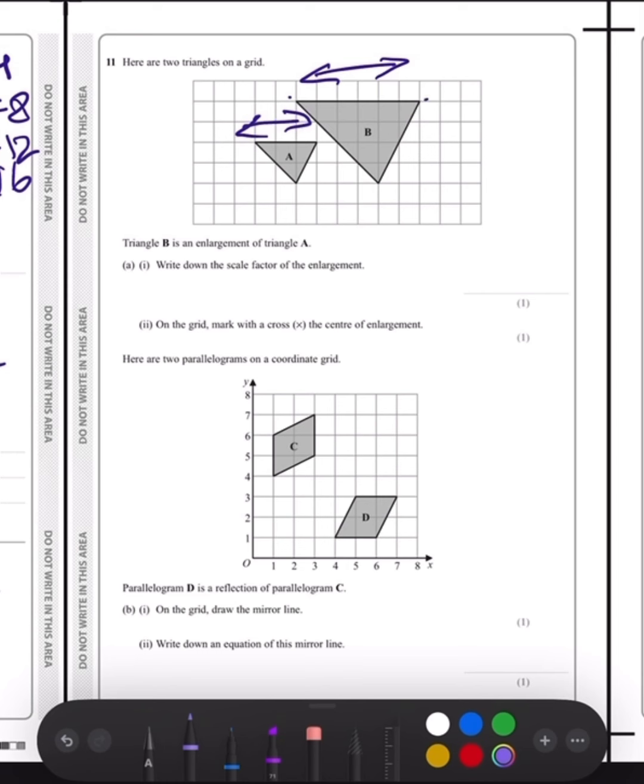From this line to this line, how many squares does it take to make the bigger triangle? We simply count the squares above it. So basically 1, 2, 3, 4, 5, 6, right? So there are 6 squares taken here to make the larger version of the triangle. Now if we look at A, we can clearly see that it has taken only 3 squares: 1, 2, and 3.